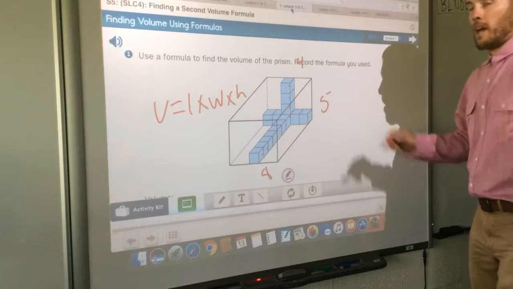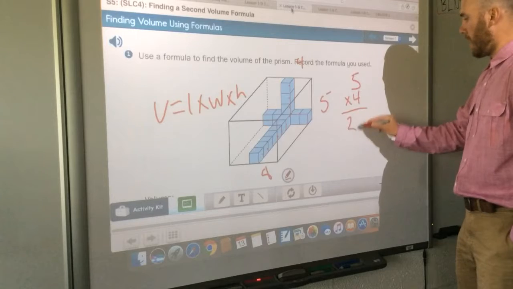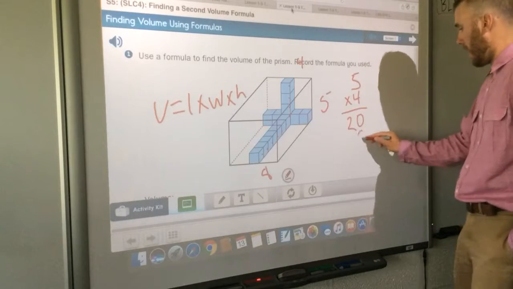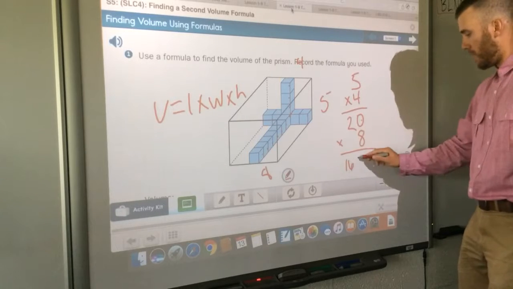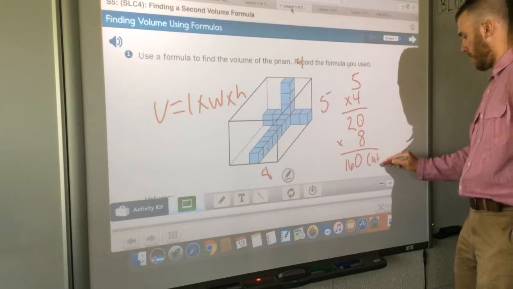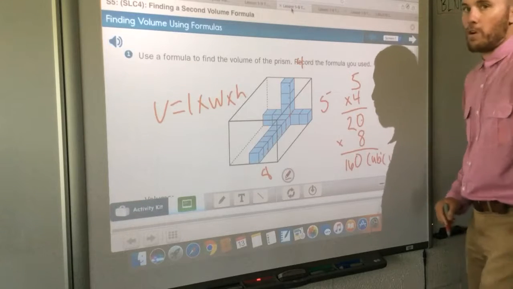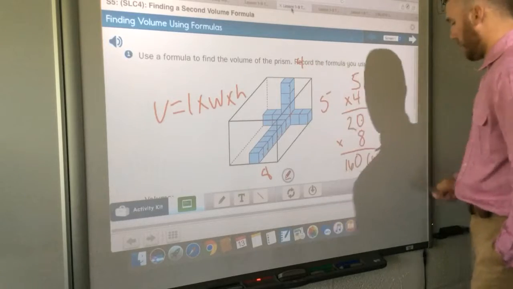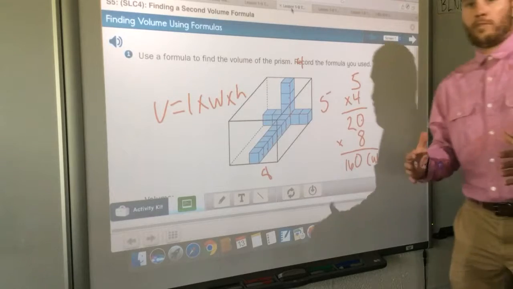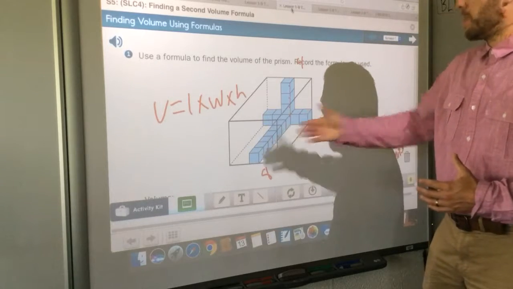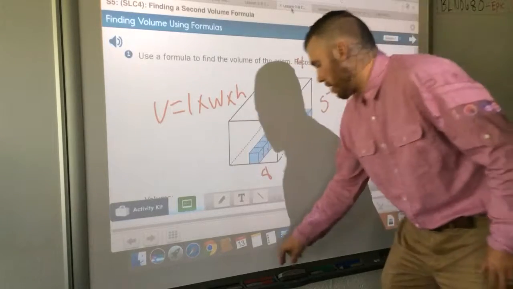So let's times these. Okay, let's do our smaller numbers first. 5 times 4 equals 20. And then let's times that by our 8. 2 times 8 is 16. Add our 1, 0. We have 160 cubic units. Or you can put units cubed with a little 3 above. Okay, both of them are the same thing. All right, so now we just did one formula doing length times width times height. And we saw another formula or example of base times height. Okay, let me show you one more.